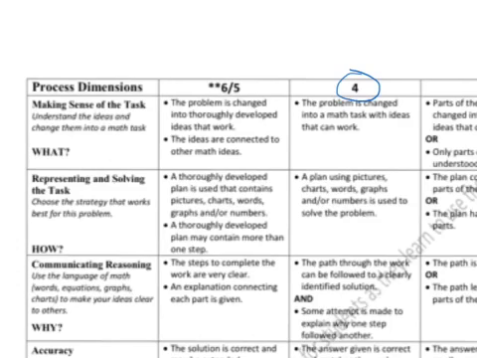A 4 for making sense of the task says that the problem is changed into a math task with ideas that can work. And that simply means that a student has read the problem, understands what the problem is asking, and is able to come up with a plan to get to a correct answer. For a student to go beyond a 4, they're going to need to be thorough in their explanation. Or a 6 might be they are connecting it to other math ideas, going beyond the scope of the problem and connecting it to a related problem or another situation in real life.